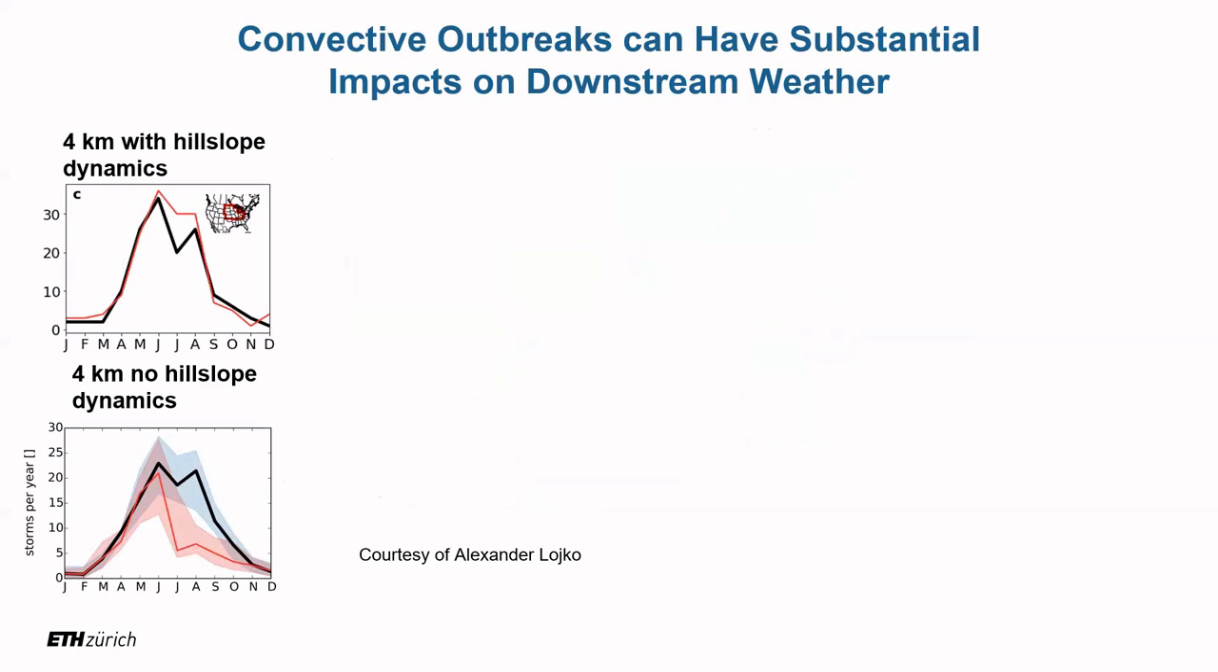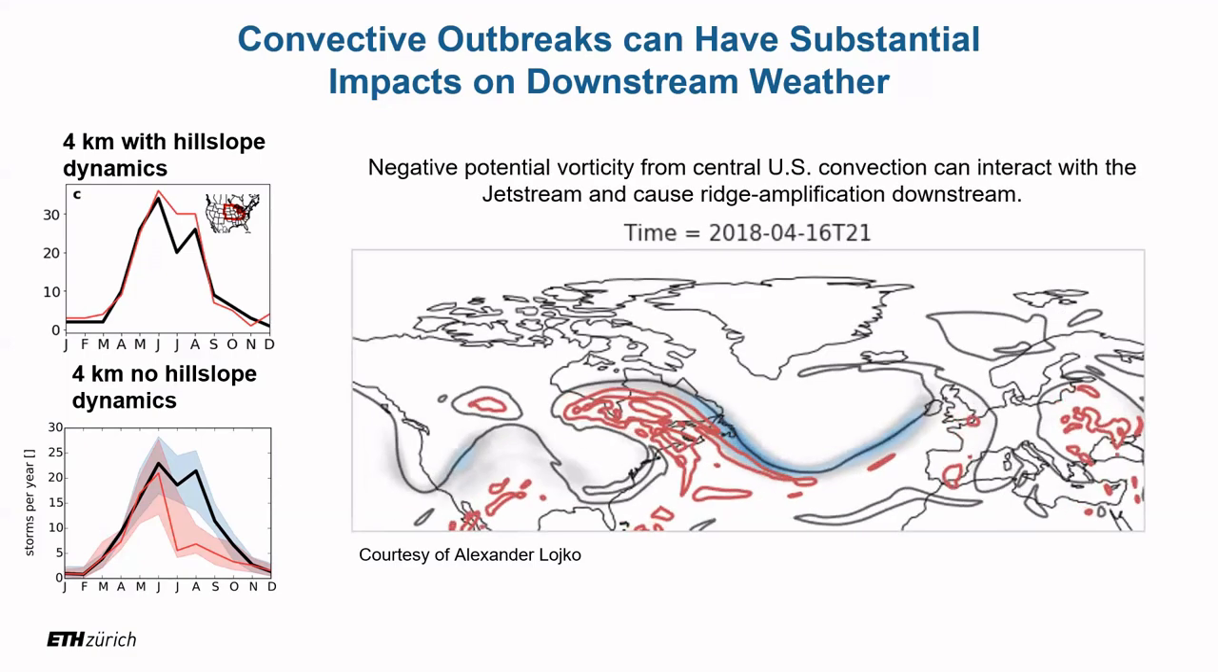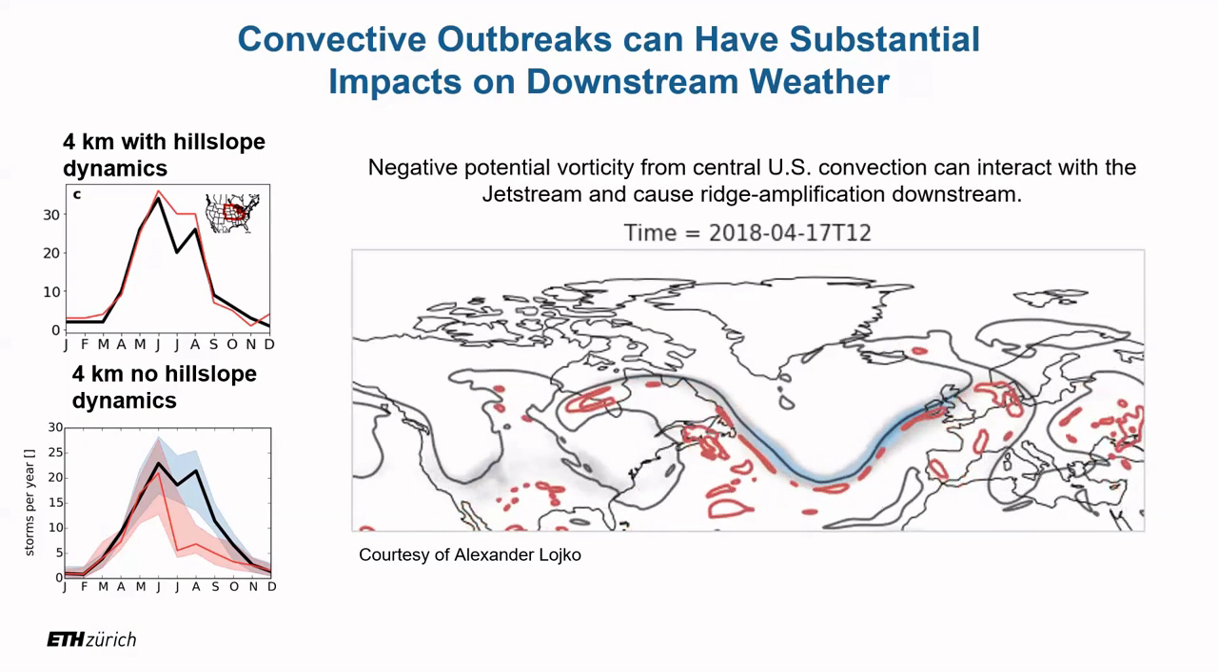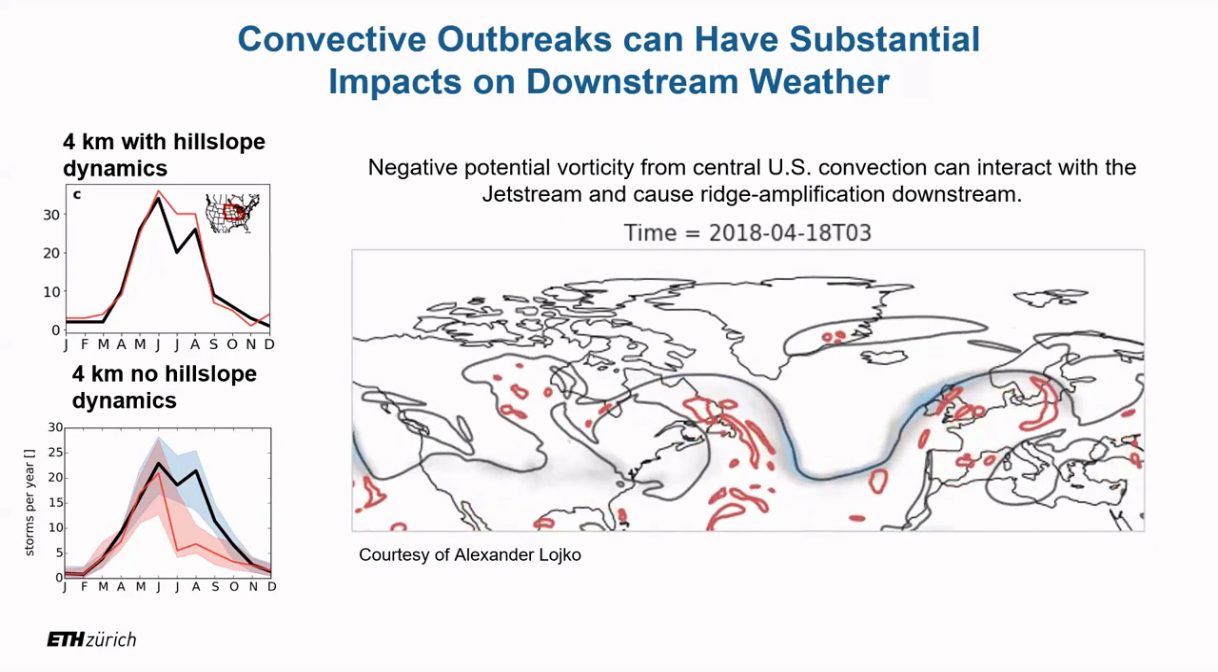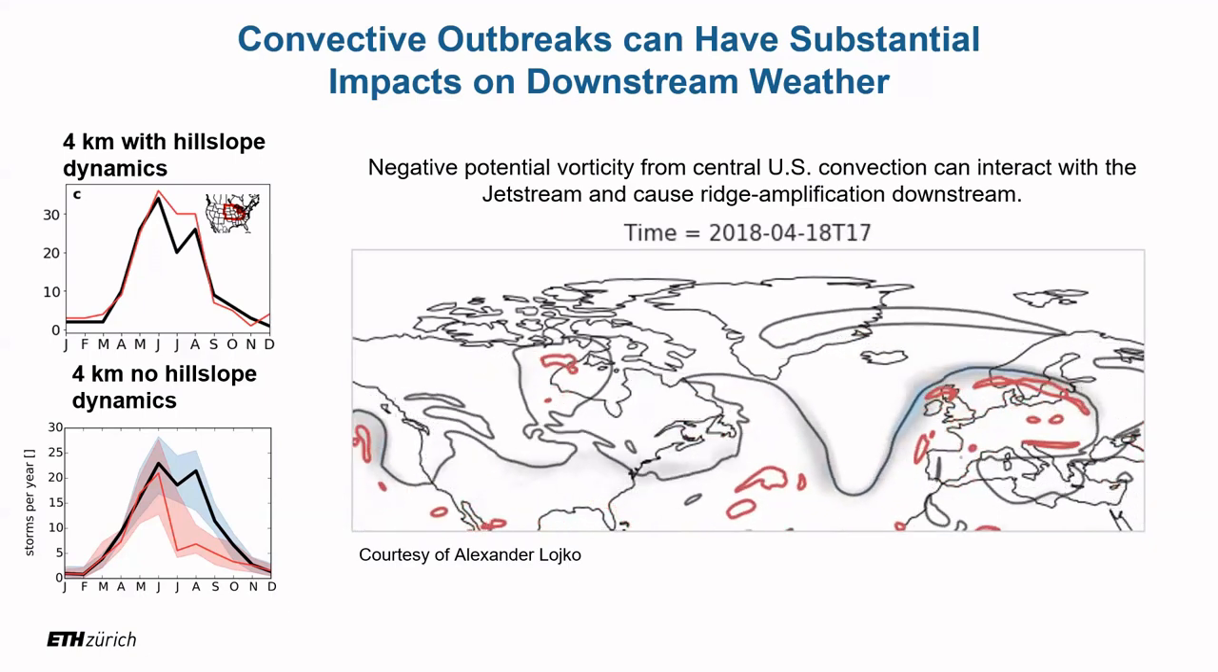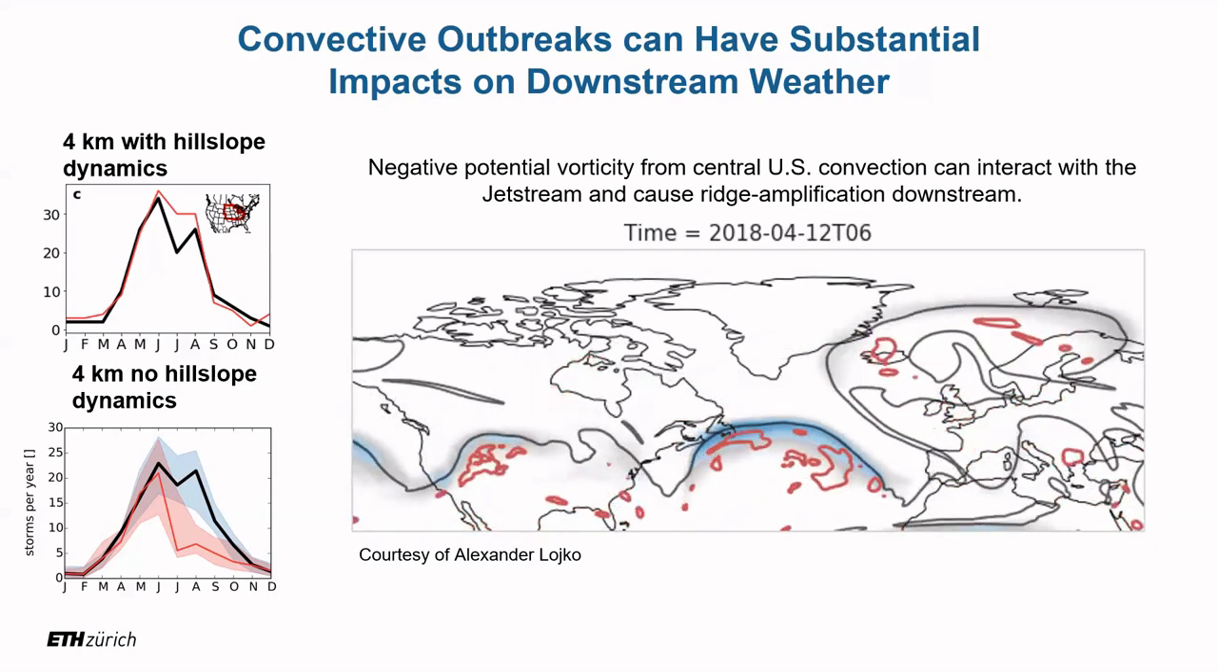Better simulating hill slope dynamics in the Central West, you really get a better representation of a large region in precipitation and MCS statistics. But simulating extreme convective outbreaks in the US also has downstream impacts on Europe. And this is, for example, one case where we observed that.